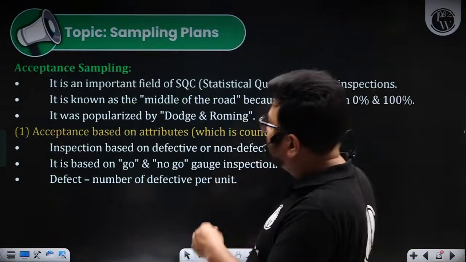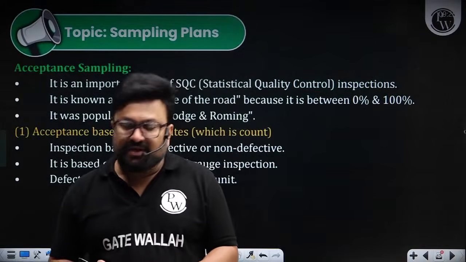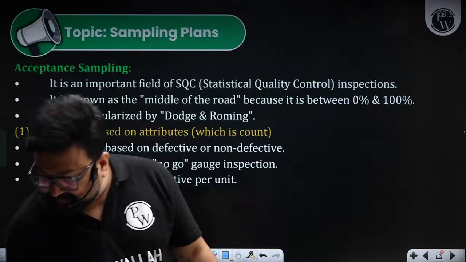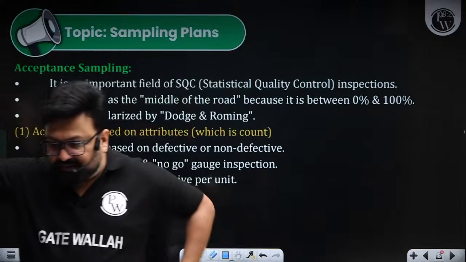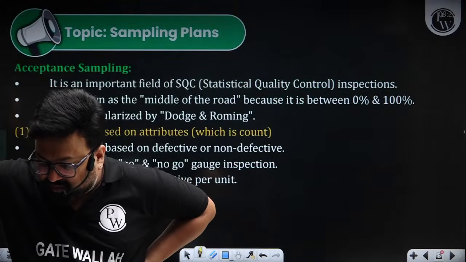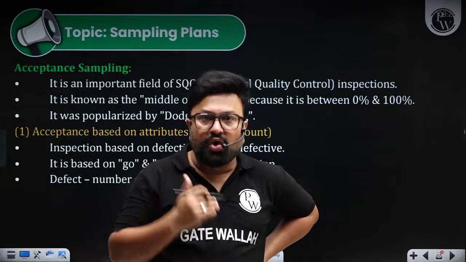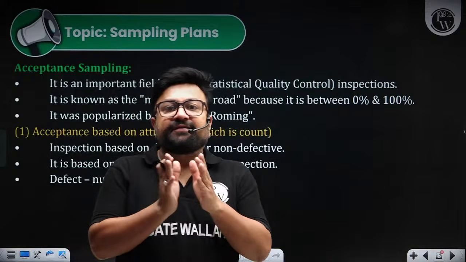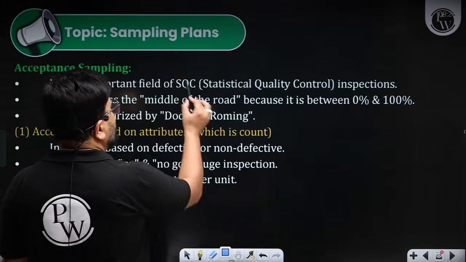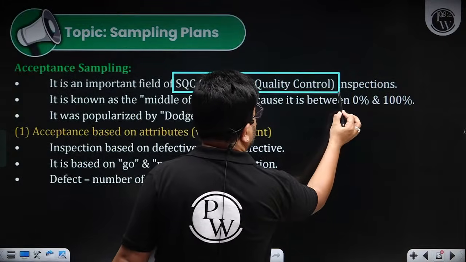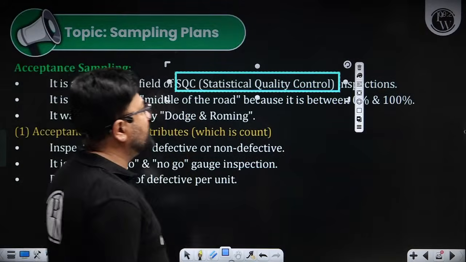The next subtopic is acceptance sampling. Acceptance sampling is basically about the percentage of defective items which you can accept in a lot. It is an important field of SQC, that is statistical quality control, which decides the quality of a lot.